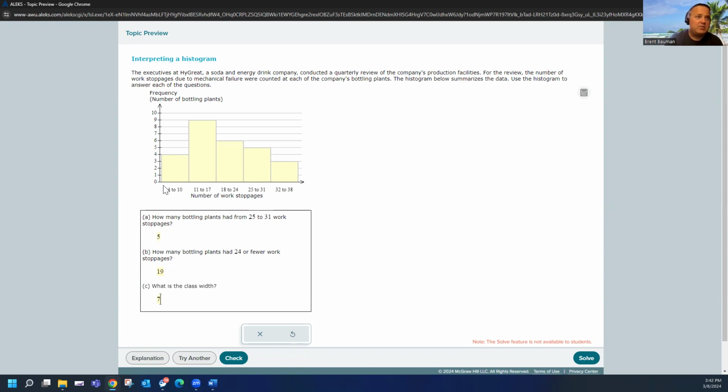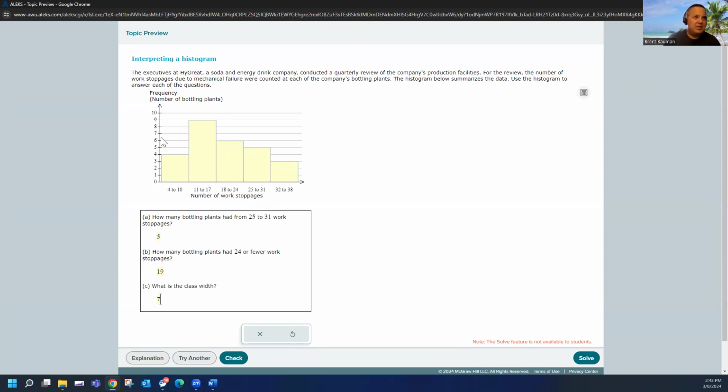And if you think about it, this bin here is the numbers 4, 5, 6, 7, 8, 9, 10. So there's 7 numbers in there, even though it sort of looks like there's only 6. That's sort of the tricky part.